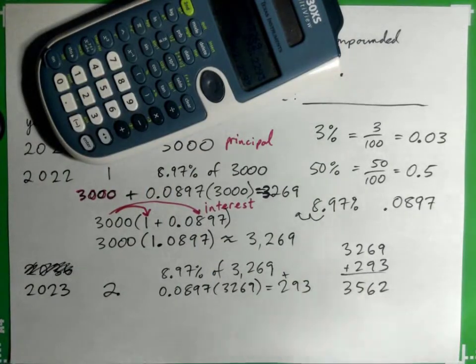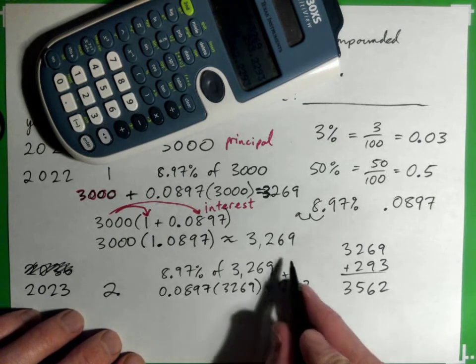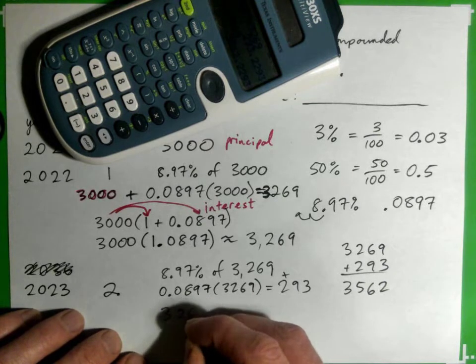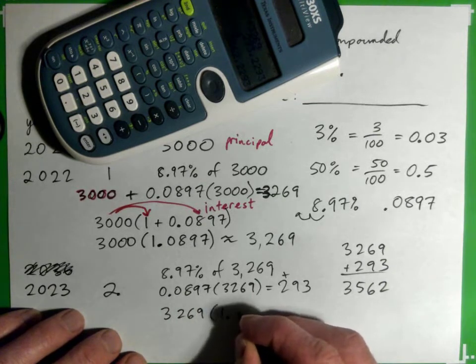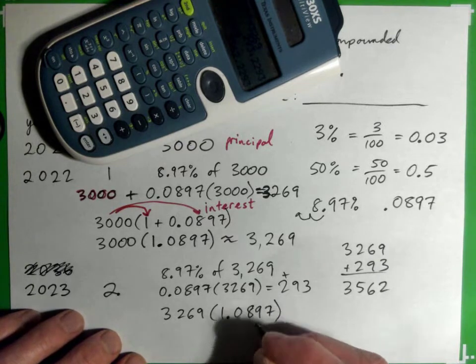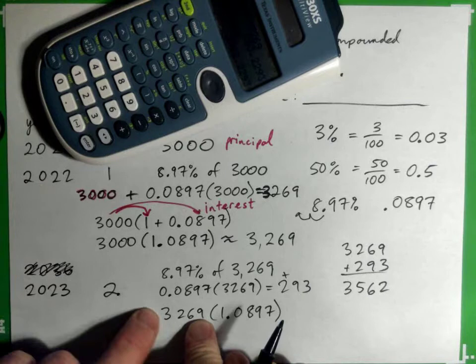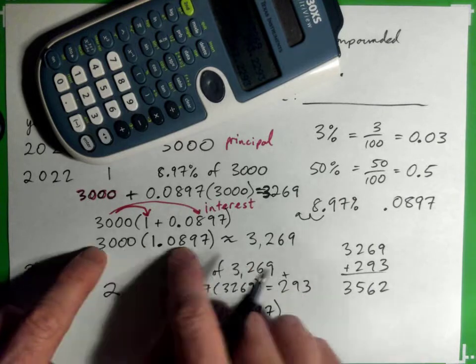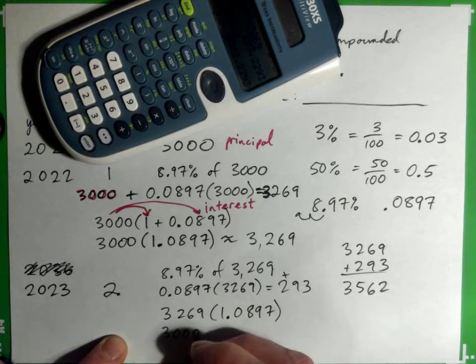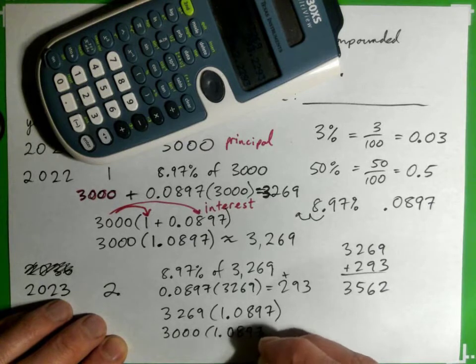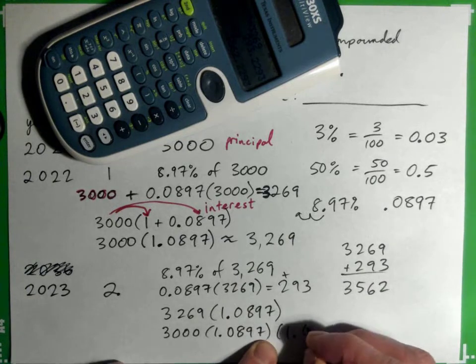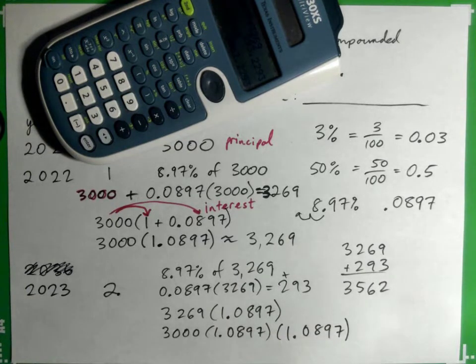But the faster way is, instead of getting that and adding on, why don't we just do 3,269 and multiply that by 1.0897? Because that'll give me my amount back from the end of 2022, and it'll also give me interest, right? But even better, 3,269 is just 3,000 times 1.0897, right? This times this gives this anyway. And if I just multiply it by 1.0897, I'll get the next year's amount in interest back, right?